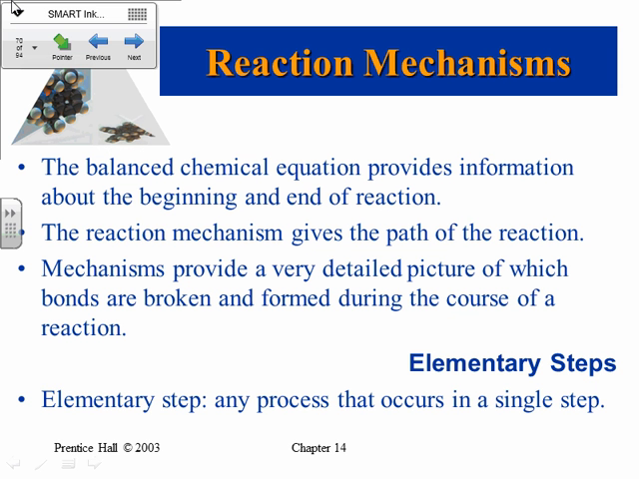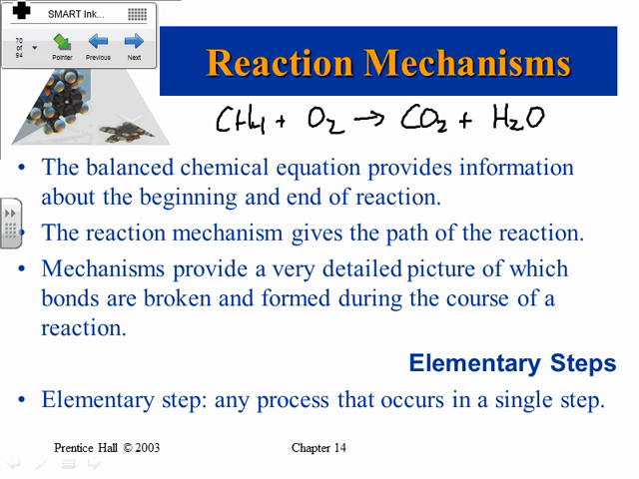So basically, a balanced chemical equation gives us information about the beginning and the end of the reaction. So if I have something like CH4 plus O2 yields CO2 plus H2O, that tells us what happens, the reactants we had at the beginning and the products we have at the end. But it really doesn't tell us exactly how it gets from the reactants to the products, okay?